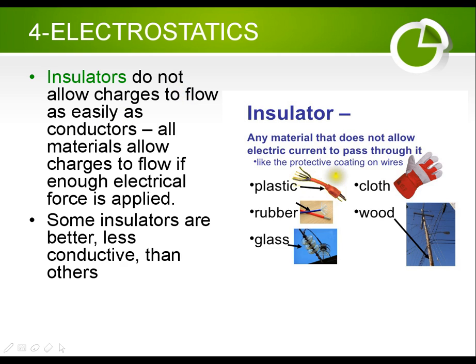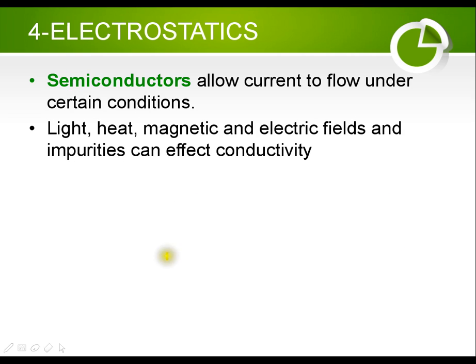Insulators don't allow current to flow. Some examples of insulators are plastic, rubber and glass. As you know, wires are hung on poles with the help of glass or wood insulators, and gloves and clothing are also insulators. Some insulators are less conductive than others.